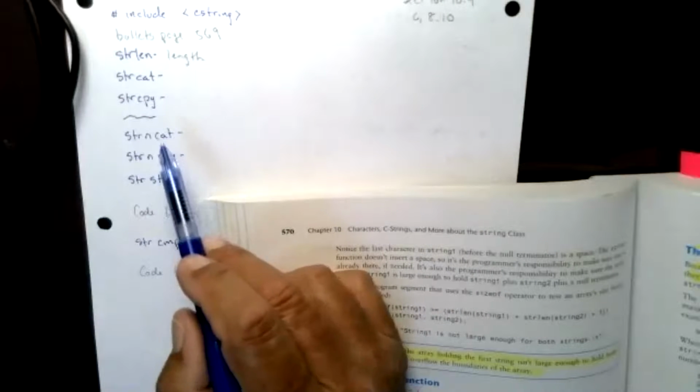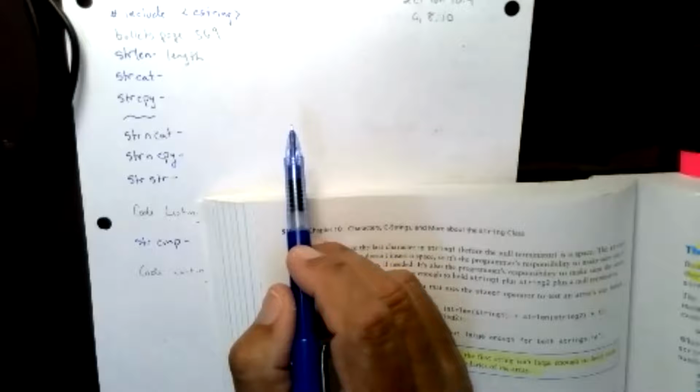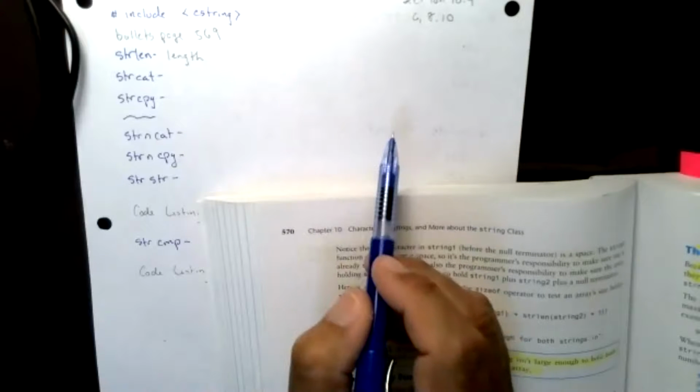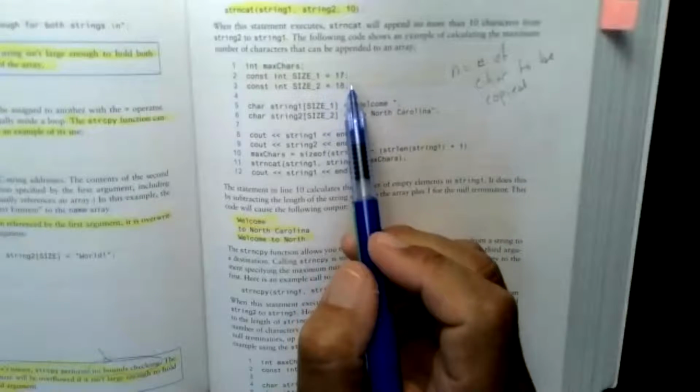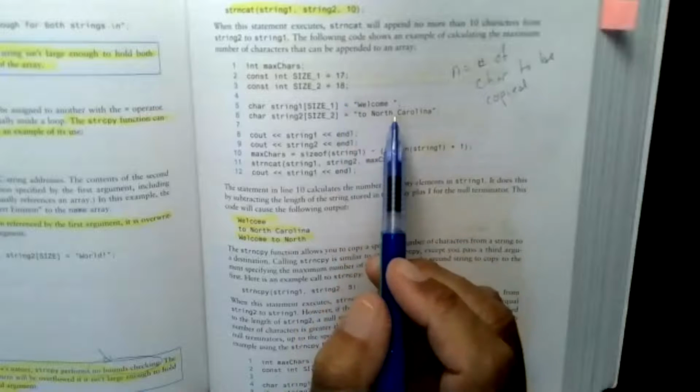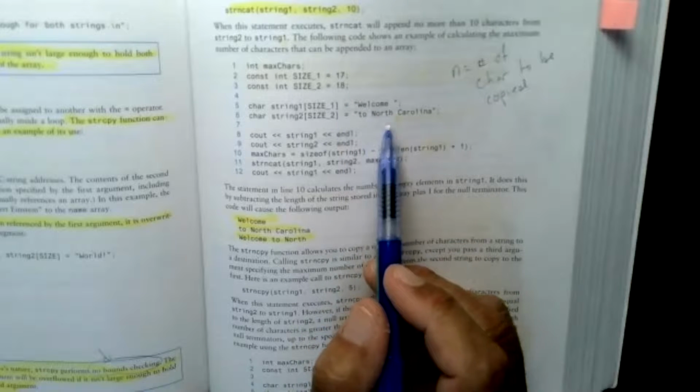This time I want to concatenate. Say my first string is of size 20, but I fill the first 12. When I want to copy or concatenate the second string in, I'm going to add another argument that says, hey, don't copy all of them in because it'll get too big. For example, first one is 17, the second one is 18. I fill welcome. I fill to North Carolina. I print them out, welcome and to North Carolina.